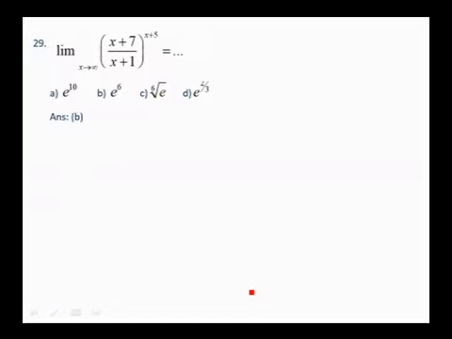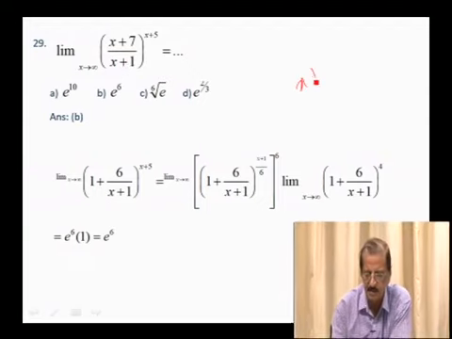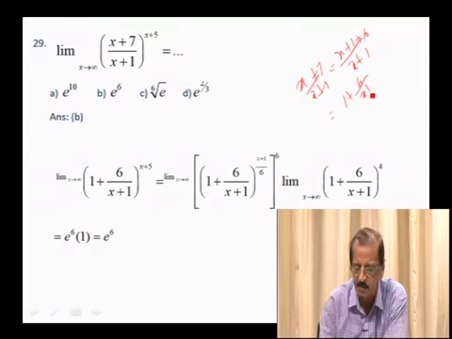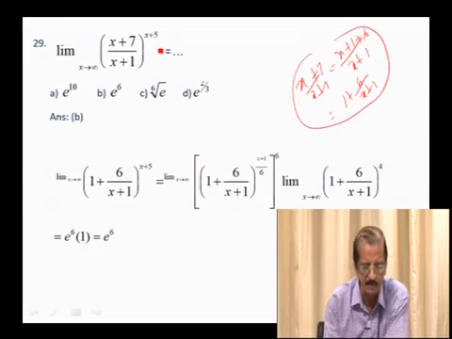Limit as x tends to infinity of (x plus 7 over x plus 1) whole to the power of x plus 5. So here I can rewrite this as x plus 7 over x plus 1. If you write that x plus 7 as x plus 1 plus 6 over x plus 1, I can write this as 1 plus 6 over x plus 1. So I can rewrite like this. So it is (1 plus 6 over x plus 1) whole to the power of x plus 5.